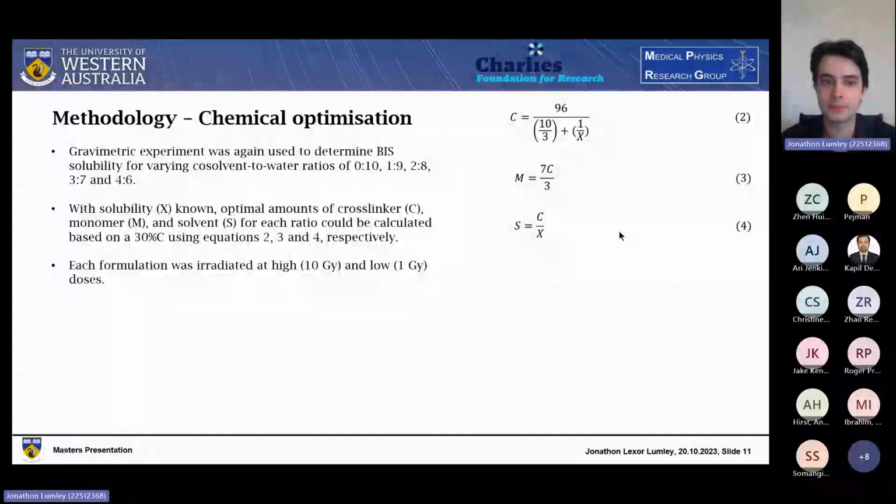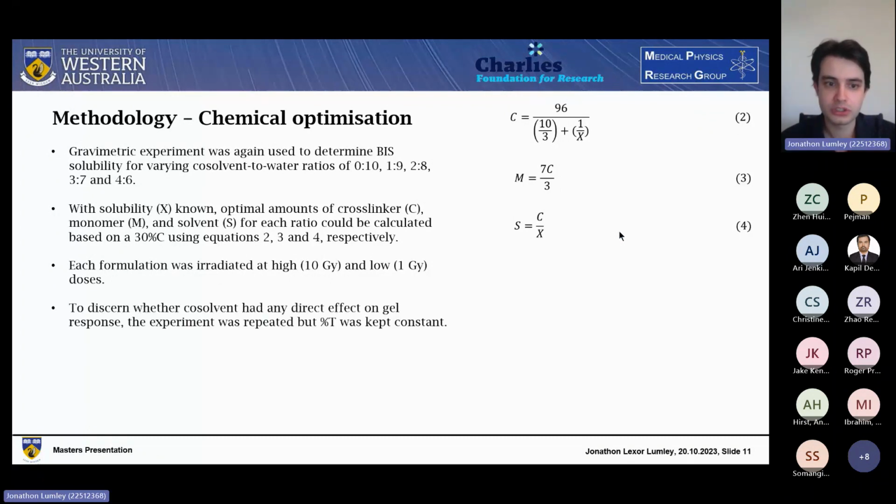For each different ratio, 2 samples were made, and they were irradiated at 10 grays and 1 gray to simulate high and low dose regions respectively. Furthermore, to determine if the co-solvent had any negative effects on the gel response, I repeated the exact same experiment, but this time I kept the total monomer concentration the exact same throughout all the different ratios, just to ensure that the only dependent variable was the co-solvent ratio.